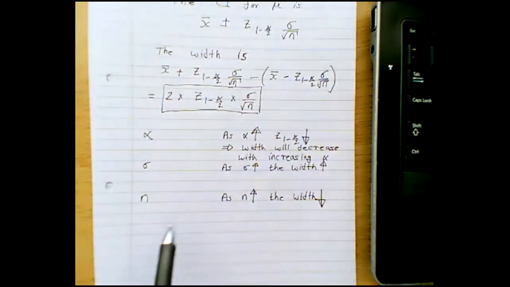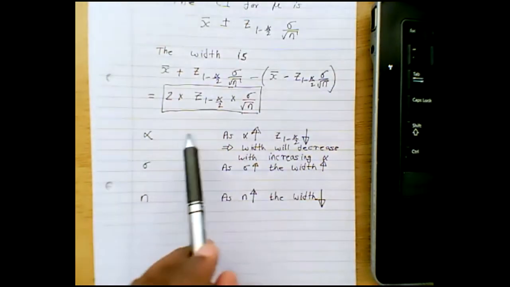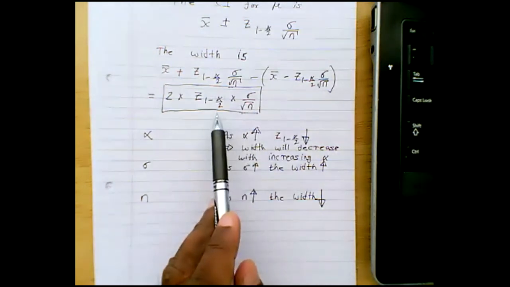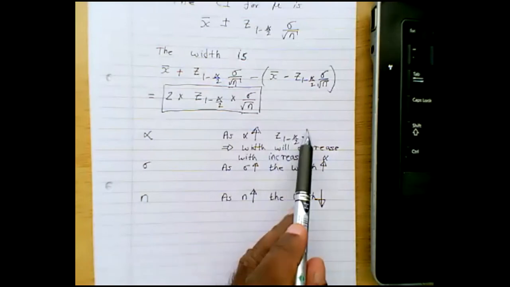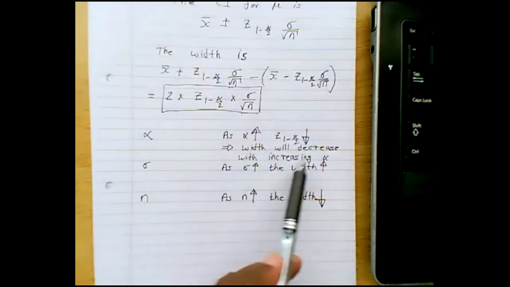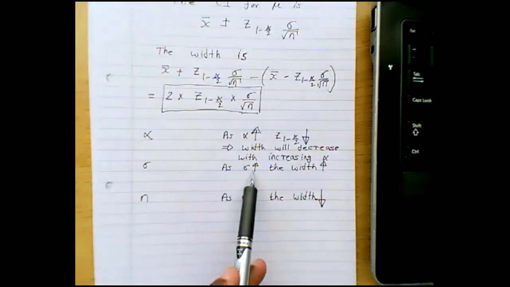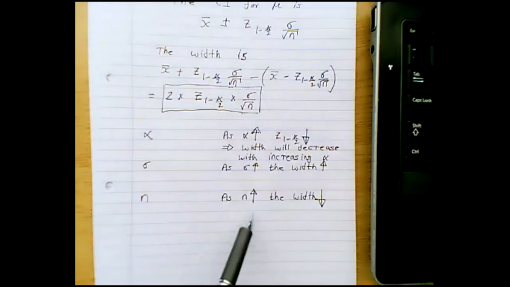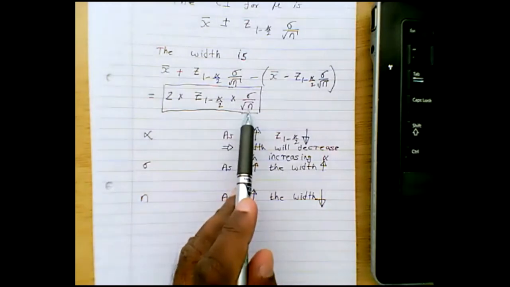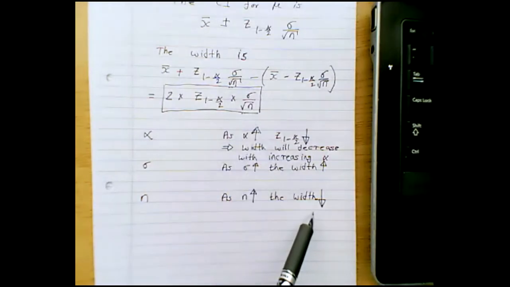So these are the 3 things that control the formula for the width. As alpha increases, Z1 minus alpha by 2 decreases, so the width will also decrease. As sigma increases, the width increases because sigma is in the numerator. As n increases, because n is in the denominator, the width will decrease. Are you guys okay with this so far? Hello, guys. Are you okay with this?